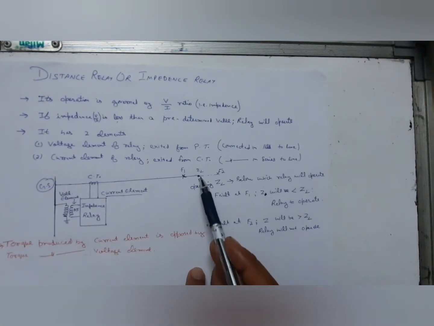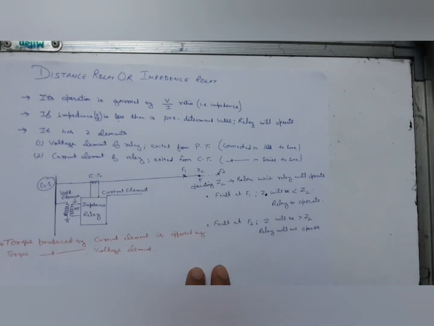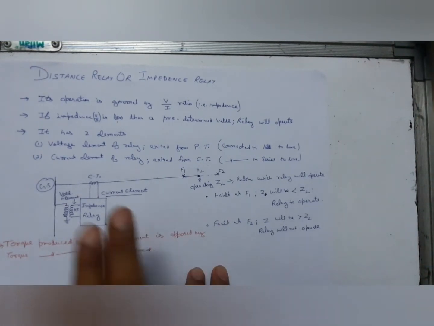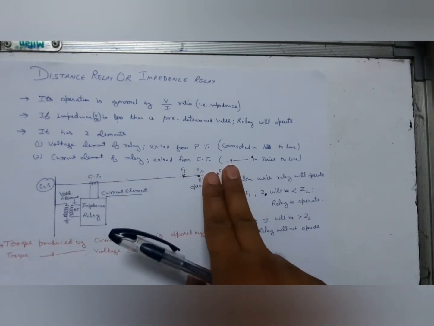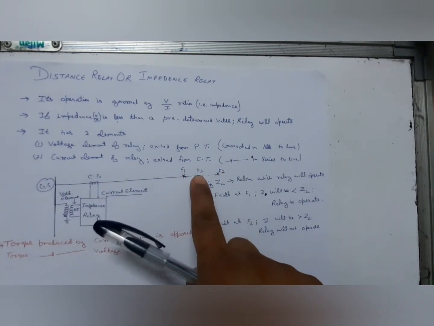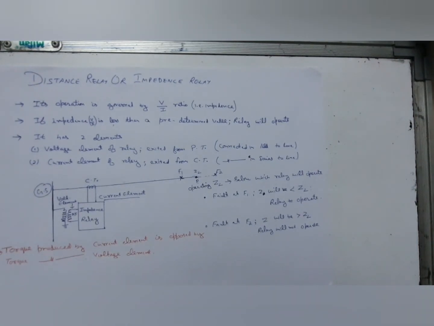And beyond this point, if say a fault occurs at F2, impedance will be more than ZL and the relay will not operate. So this will be known as the protected zone, and any value of Z greater than ZL will not be in the protected zone. So this is the basic principle of distance relay.